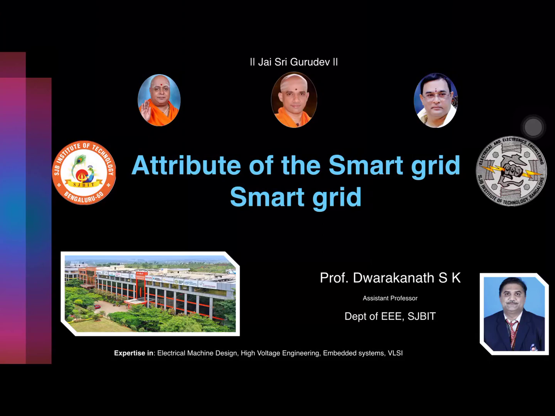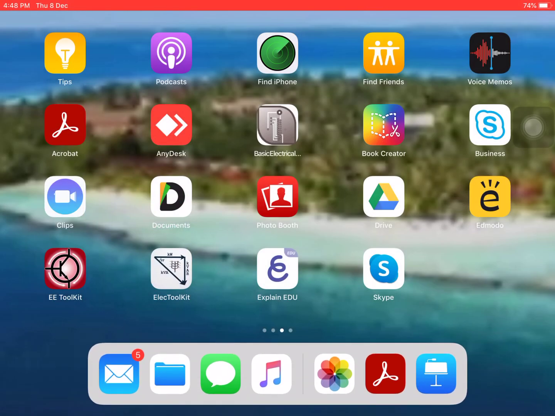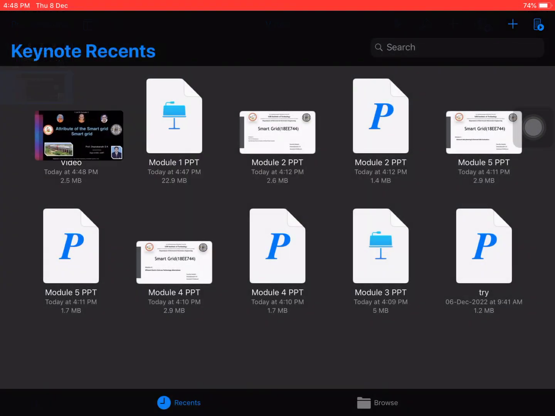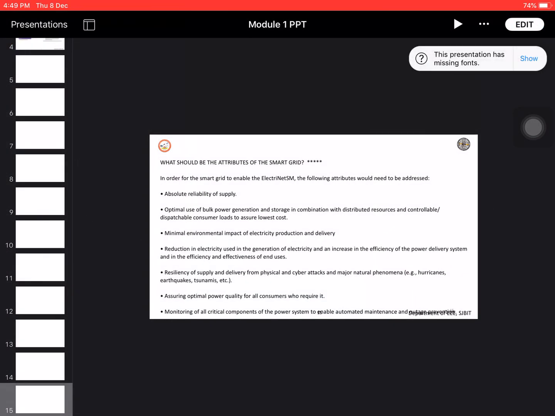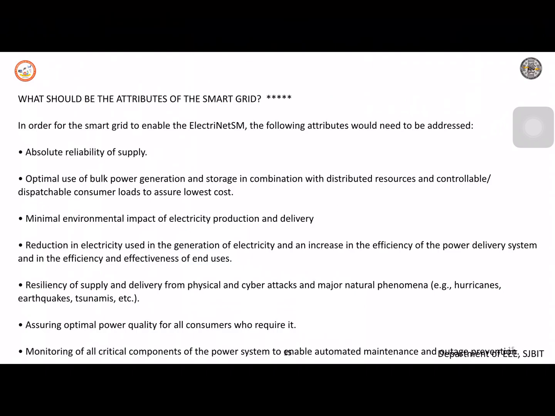So let us go into today's topic of discussion. What should be the attributes of the smart grid? In order for the smart grid to enable the electric network, the following attributes need to be addressed. Absolute reliability of the supply: 24/7, 365 days, good quality of power has to be supplied to the customers. So reliability plays a major role.